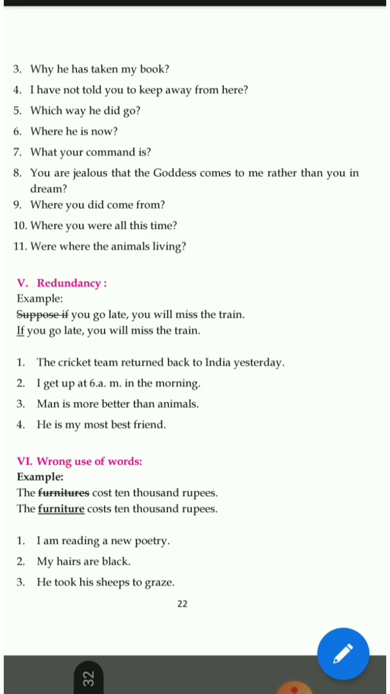Next one again, look at that. There is a question mark, which means it has to be a question. You are jealous that the goddess comes to me rather than you in dream. So how do you frame this as a question? By using the helping verb. Which is the helping verb there? Are. So you have to invert the subject and verb. It becomes: are you jealous that the goddess comes to me rather than you in a dream? Next one. Where you did come from. So it has to be: where did you come from?